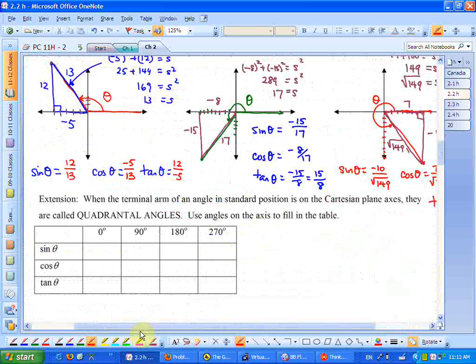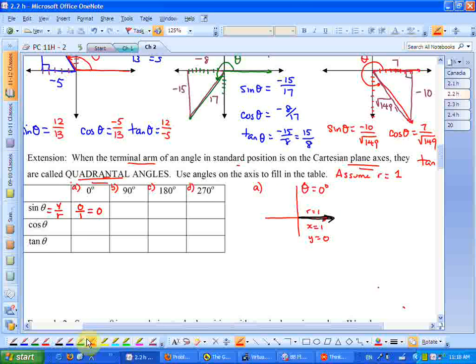Now let's do cosine of theta then. Cosine is defined as what? X over r. So in this example at 0 degrees, what is my x value? 1. And my r is also 1. So the answer here is 1. And then last but not least, I've got tangent, which is defined as y over x. So in this case, it'd be 0 over 1. So the answer is 0.